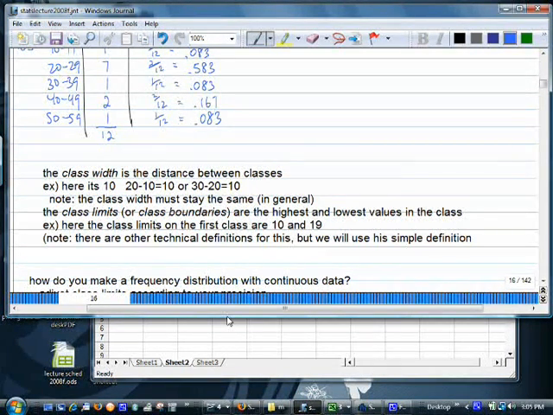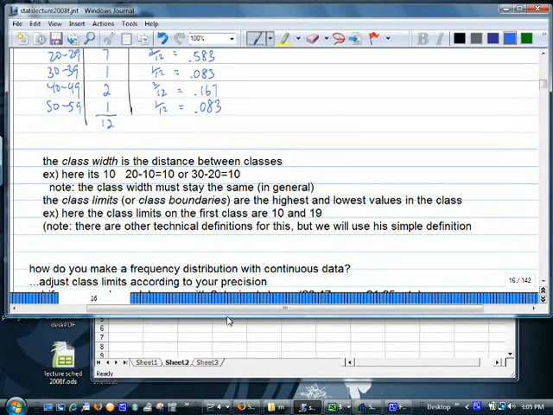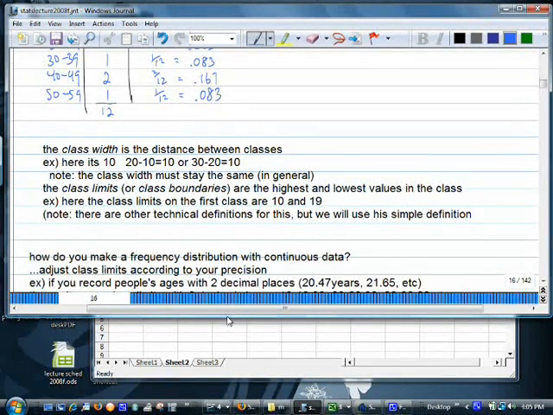For example, think back to what's an example of continuous data? It's the temperature outside. However you measure it, you're going to stop at a certain number of decimal places. Or we can do this with age. Suppose you record people's ages with 2 decimal places. You're 20.47 years old. Then what do your class limits have to be? Your first data class would go from 10 up till what? 19.99 exactly.